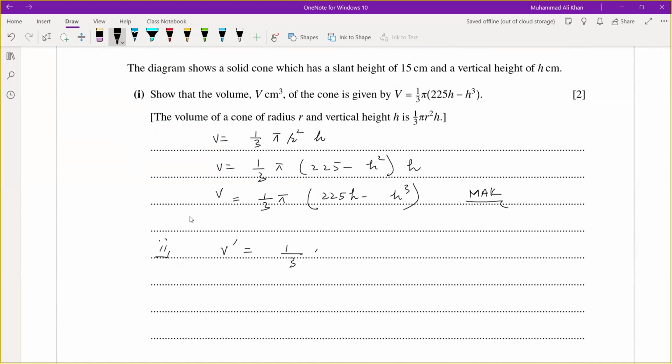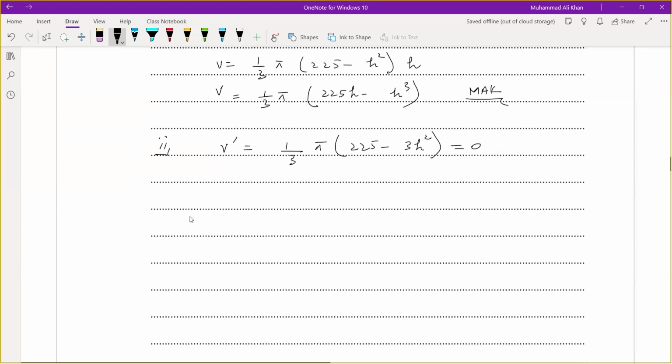So it will be 1/3 pi (225 minus 3h square). After this, equate the differentiated equation to 0 and calculate the value of h. So 225 minus 3h square equals 0. By this, the value of h is under root 75.